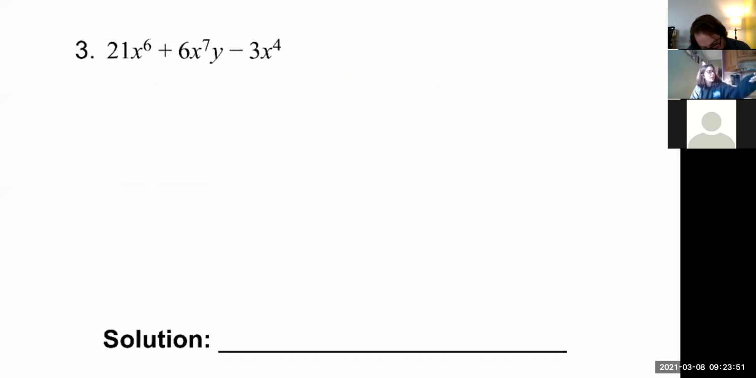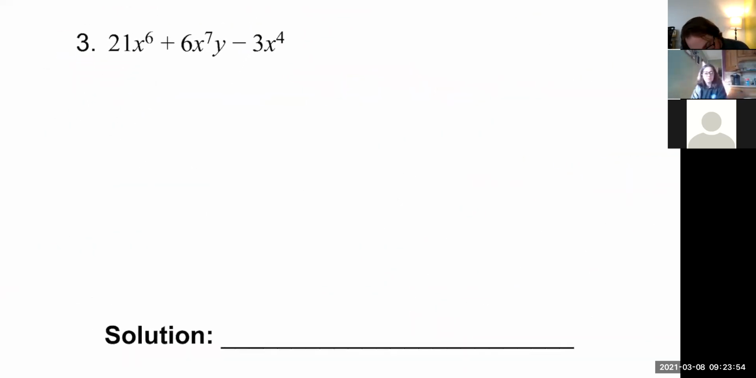Number 3, another trinomial. So we have 3 terms to consider. Starting with the coefficients, I see 21, 6, and 3. So 3 would be their greatest common factor. Then I notice x's. Do they all have x? Yeah. What's the most x's we can take here? 4. Okay. And is that because the last term only has 4? Yes. Okay.